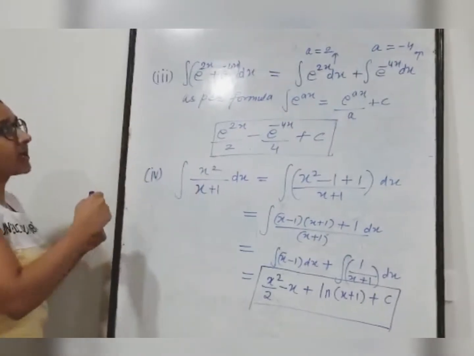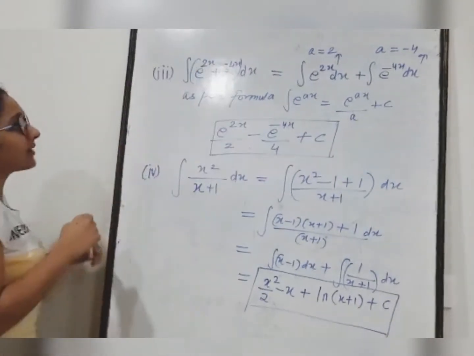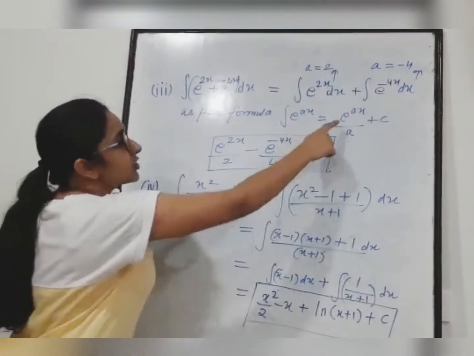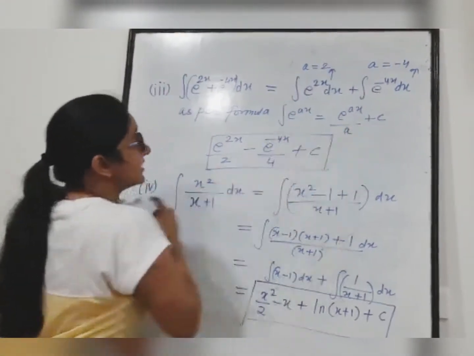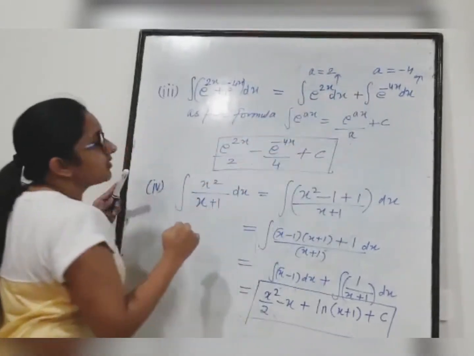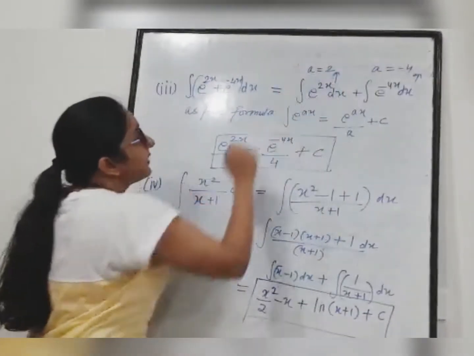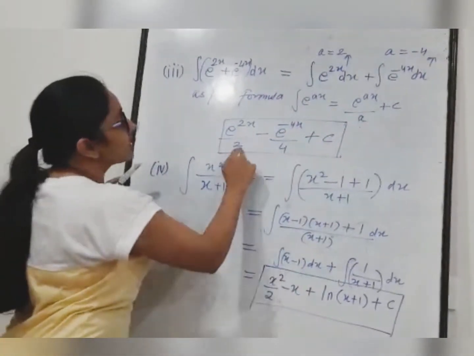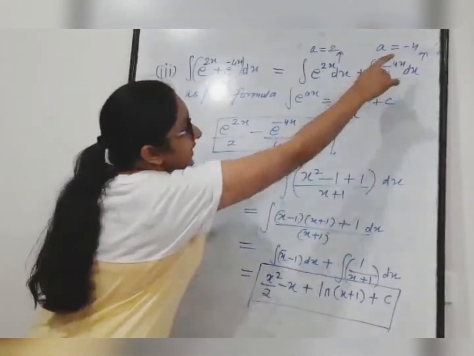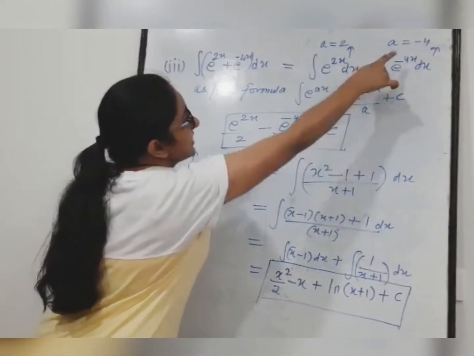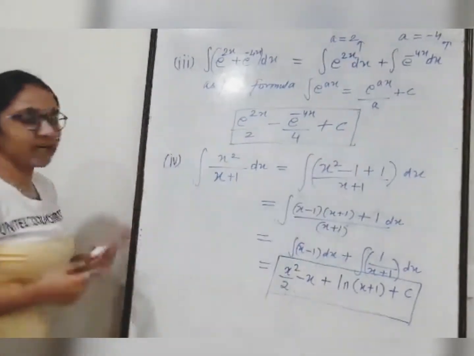So I am taking it as e to the power 2x plus e to the power minus 4x. So we know, as per the formula, the integration of e to the power ax is e to the power ax by a plus c. So here, if we split the terms, there will be two integral formulas. Here a will be 2 and there a will be minus 4. So applying this, we get e to the power 2x by 2 minus, since a is minus 4, e to the power minus 4x by 4, plus c, the constant of integration.